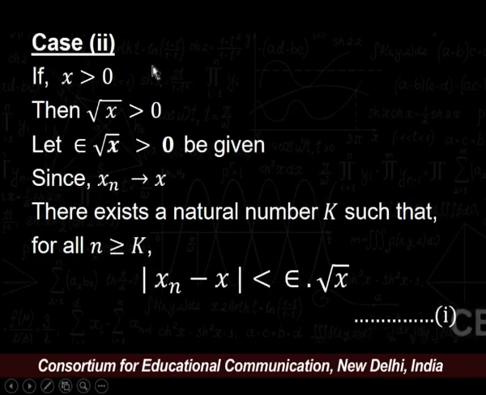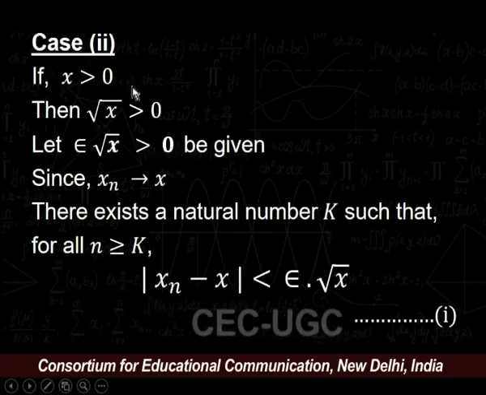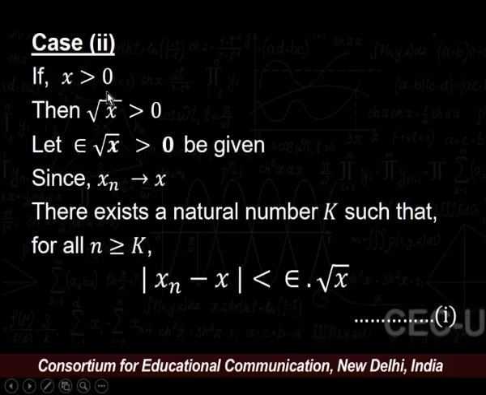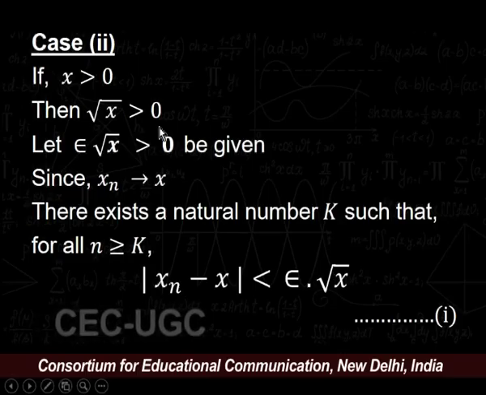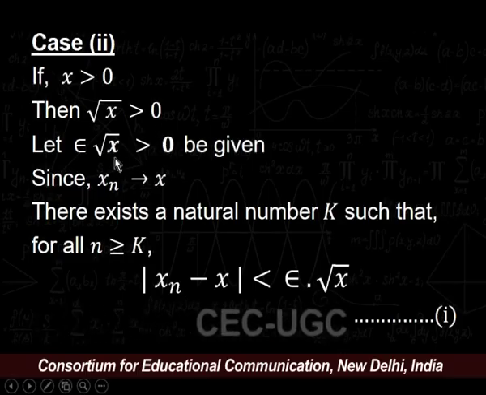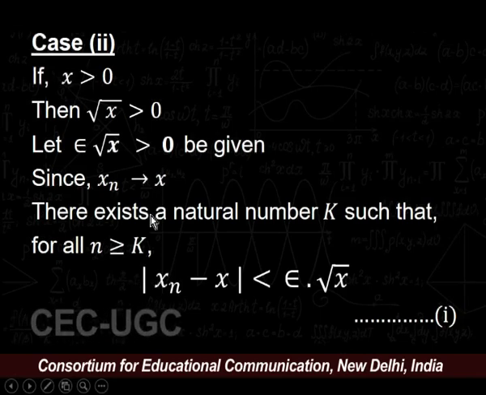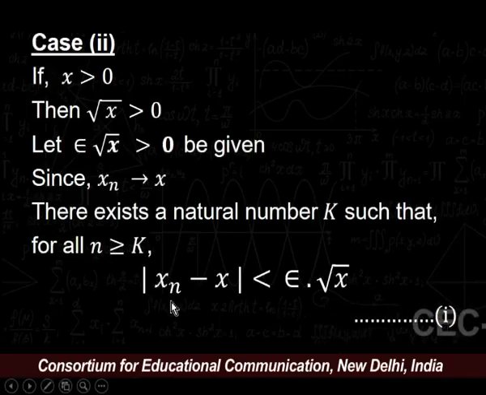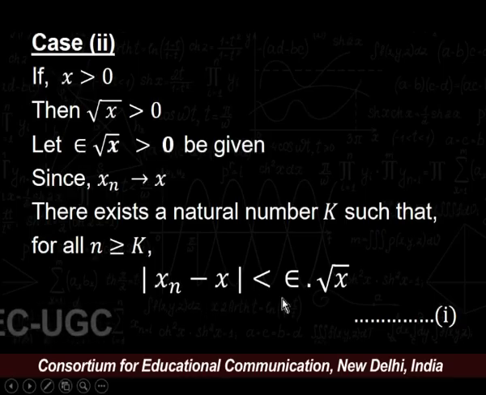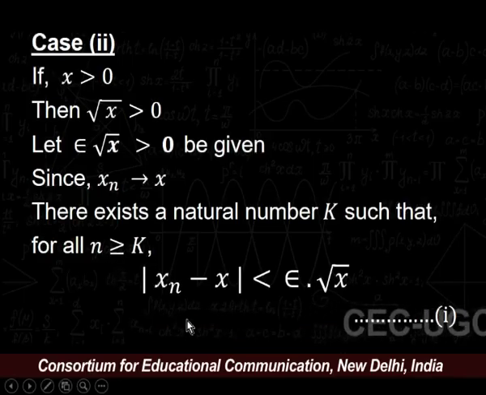Now, consider case 2. Case 2 is if x is strictly greater than 0. As x is strictly greater than 0 and x is a real number, we can say that square root of x is also greater than 0. Now, for epsilon times square root of x greater than 0, by our assumption xn converges to x. There must exist a natural number k depending upon that epsilon such that modulus of xn minus x is less than epsilon times root x for all n greater than or equal to k. Say this is our equation number 1.